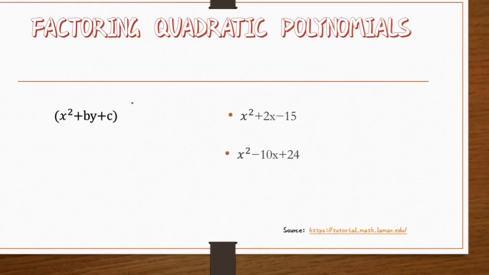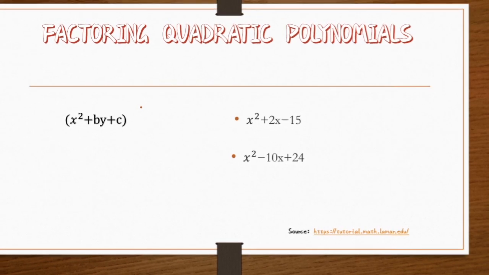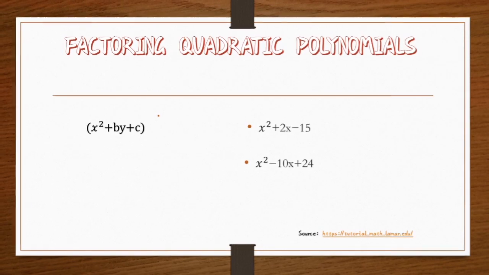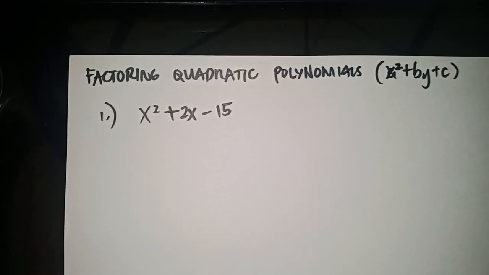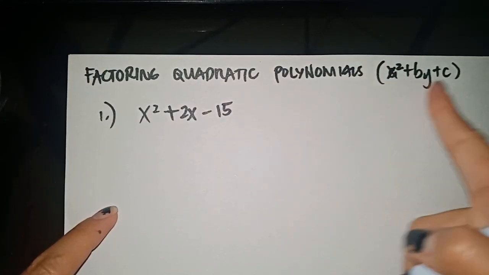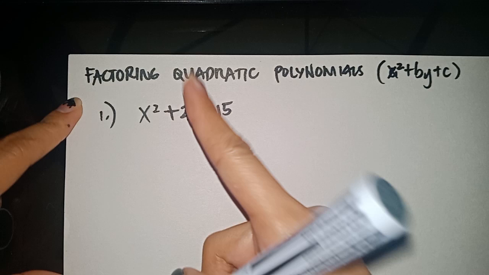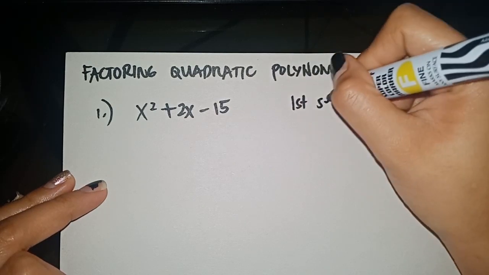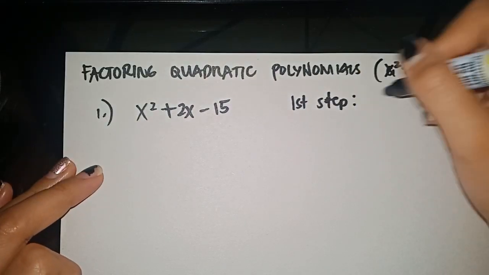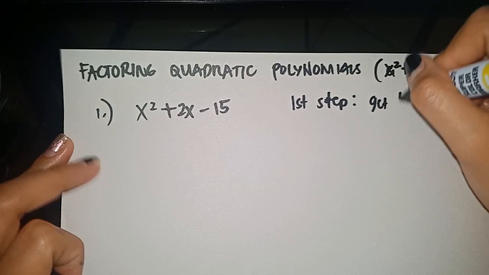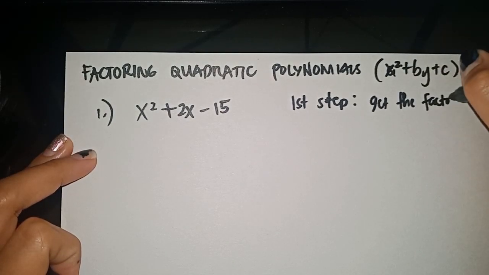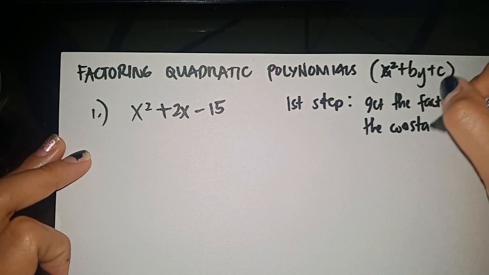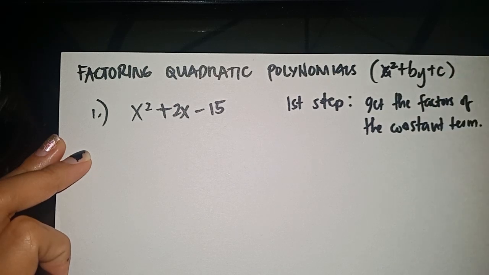In this set, we are going to factor out quadratic polynomials in the form of x squared plus bx plus c. Okay, so let's try to answer this. Factoring quadratic polynomials in the form of x squared plus bx plus c. But before that, let me introduce to you the steps. So the first step is you have to get the factors of our constant term, or the c, in the form of x squared plus bx plus c.